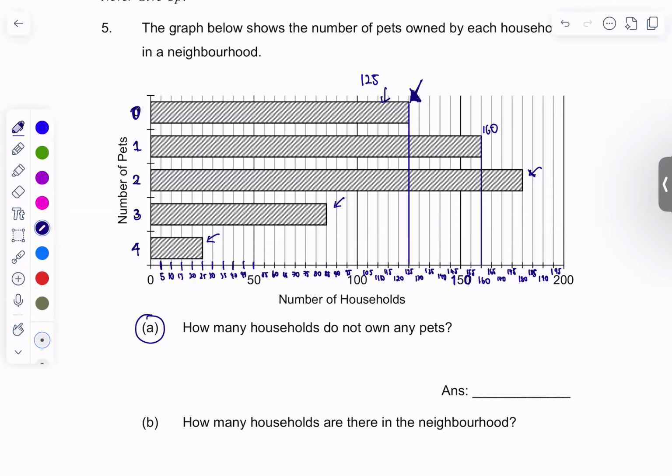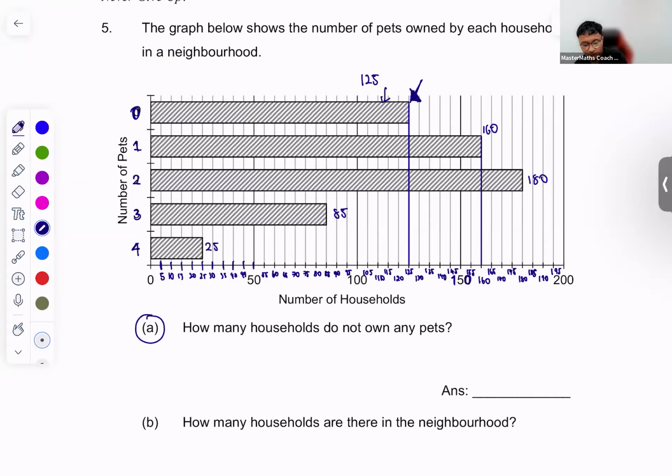How about two pets? 180. Next one, three pets. 85. Correct. Then four pets. 25. All right. Good job.